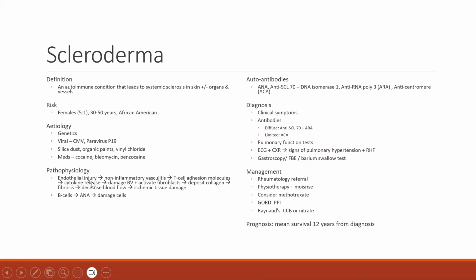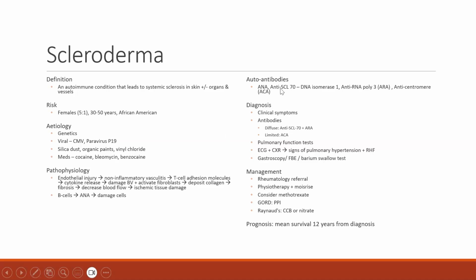Pathology, we get some endothelial injury, which can lead to non-inflammatory vasculitis. Some T-cell adhesion molecules happen, which releases cytokines, damages the blood vessels, activates the fibroblasts, which leads to fibrosis and ischemic tissue damage. B cells can be involved in releasing ANA, which can lead to cell damage.